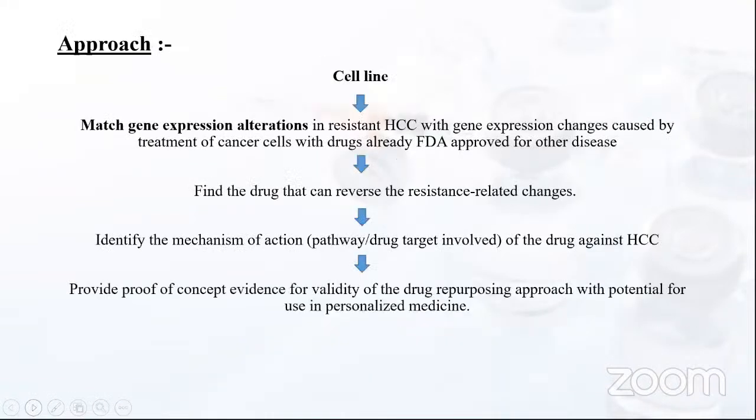And the approach I would be following would be to take the cell line and then match the gene expression alterations in resistant SCC with gene expression changes caused by the treatment of cancer cells with drugs already FDA approved for other diseases, and then find the drug that can reverse the resistance-related changes. Herein, approved and investigational drug link files could be downloaded from the DrugBank database.